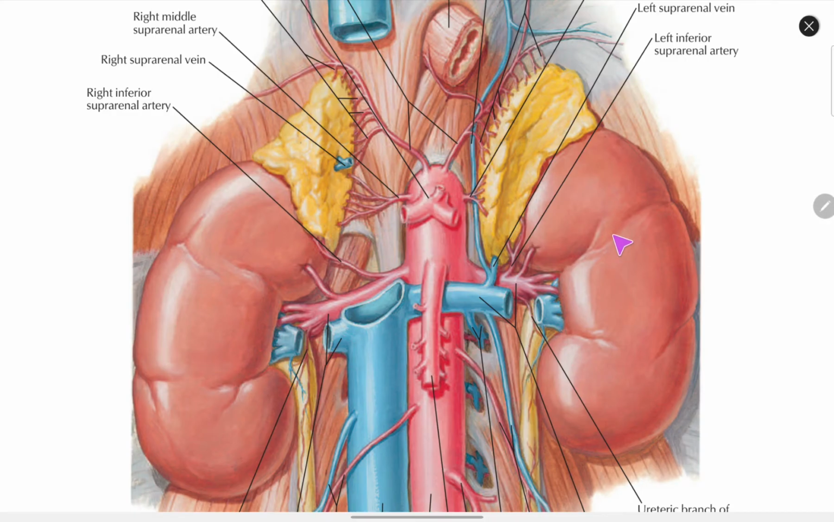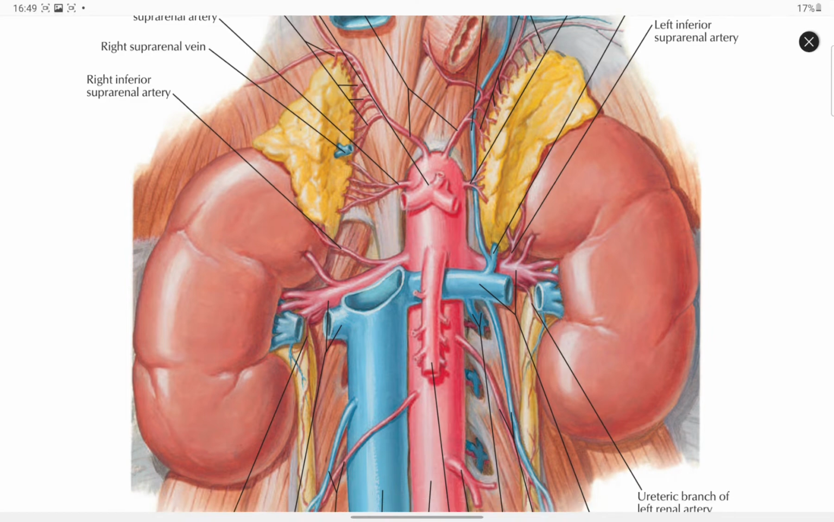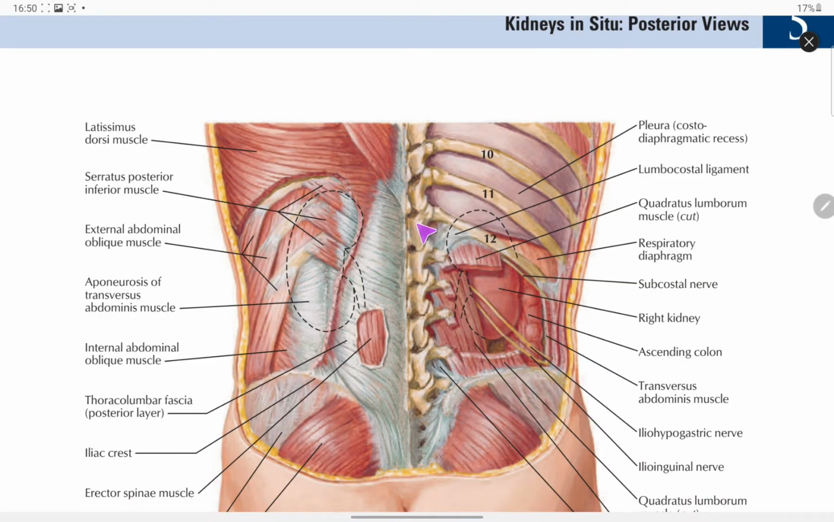The kidneys are a pair of excretory organs situated on the posterior abdominal wall, one on each side of the vertebral column behind the peritoneum. The kidney occupies the epigastric, hypochondriac, lumbar and umbilical regions. Vertically they extend from the 12th thoracic to the 3rd lumbar vertebra.